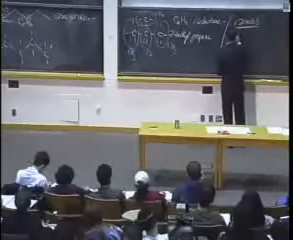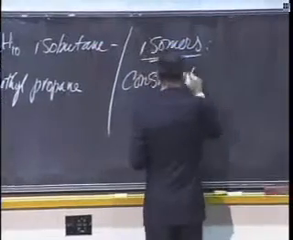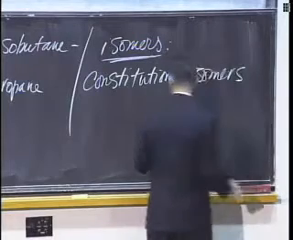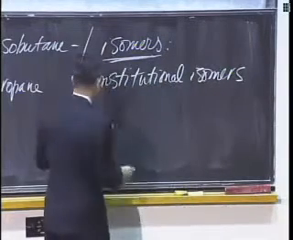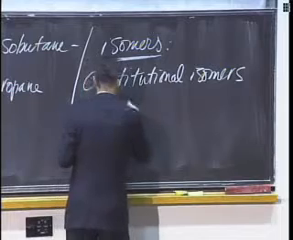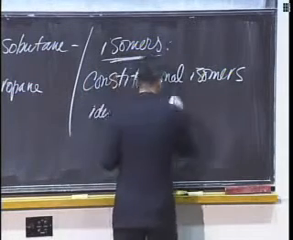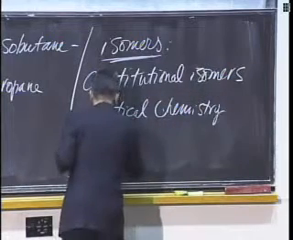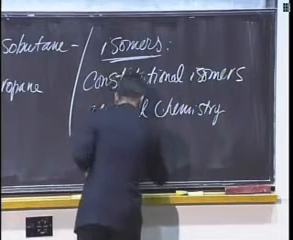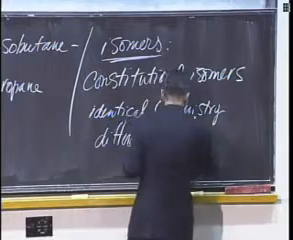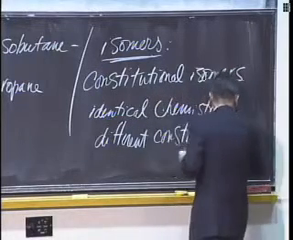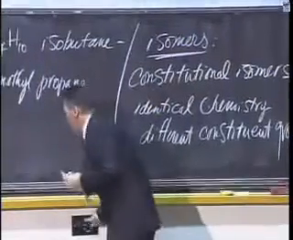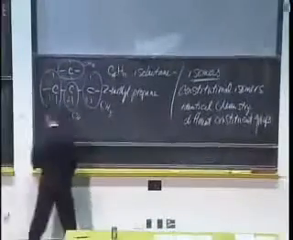And so these are called constitutional isomers, because they have identical chemistry, but different constitutive or constituent groups. And so we can see this.